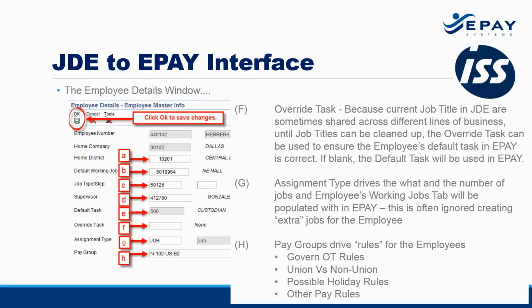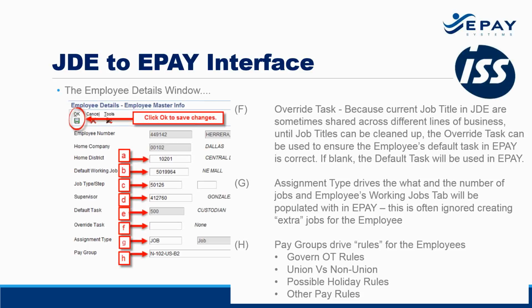Pay group is important because the pay groups drive the rules for the employees. For those that joined us last week, I talked about the pay group just a little bit, but the pay group governs those OT rules. It governs the union versus non-union, any holiday rules, any other pay rules that are involved. So it's important that we get the pay group right from day one. If an employee gets sent over the wrong pay group, they are subject to getting the wrong OT rules, the wrong pay differential rules or no pay differential rules at all, etc. There's tons of things that could go wrong as far as paying the employee correctly.